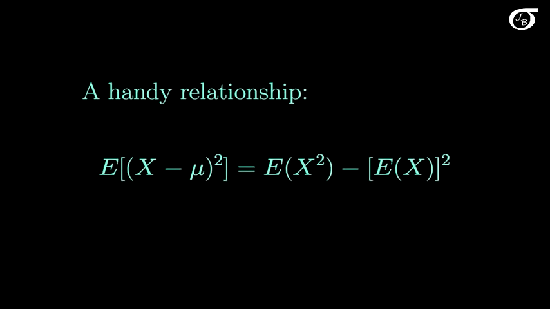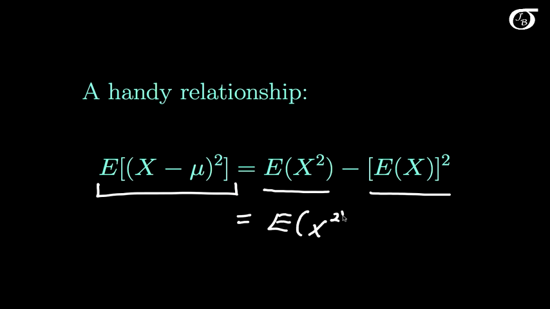Here's a handy relationship for us, both in doing some of the calculations and in some theoretical work. This expectation of (x minus mu) squared that we looked at on the last page, we can use that formula from the last page, but if we square this out and carry the expectation through, this can be shown to be equal to the expectation of x squared minus the expectation of x all squared. Or another way of writing this is that this is equal to the expectation of x squared minus mu squared. Note that this quantity here and this quantity here are not the same thing.